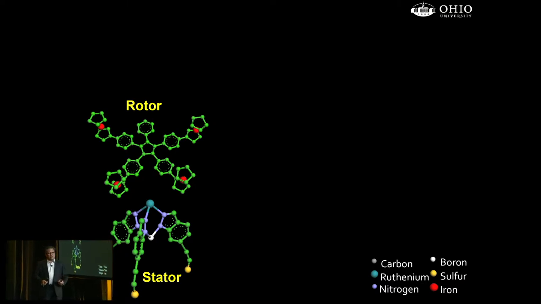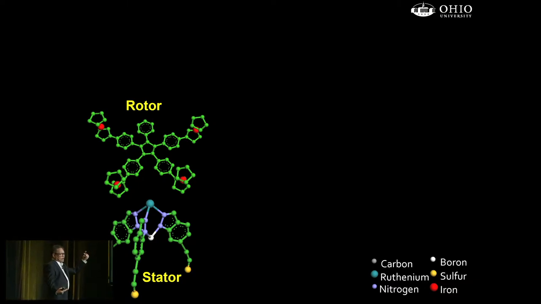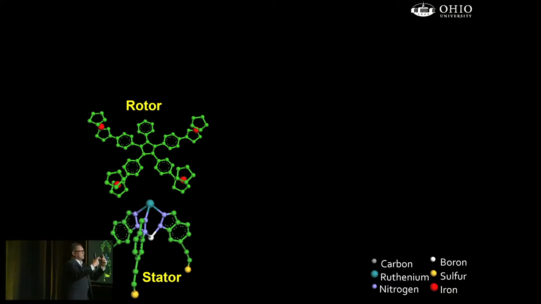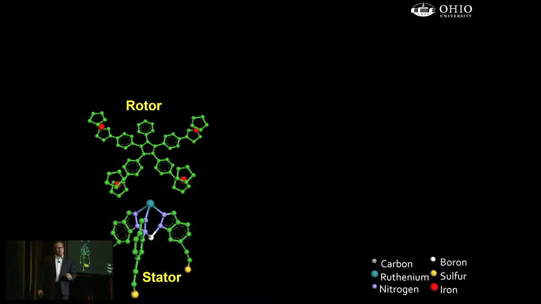These were initially designed so that when we apply an electric field, the molecular motor will rotate. As you know, if you have a rotating part and a stationary part that you want to link together, you need a ball bearing. If you're an engineer, you know that immediately. So here we have the rotating part and a stationary part, and we use a single ruthenium atom as an atomic ball bearing.